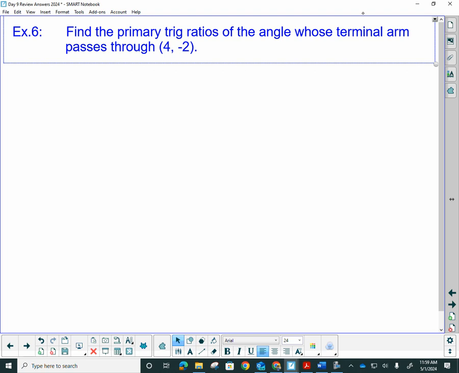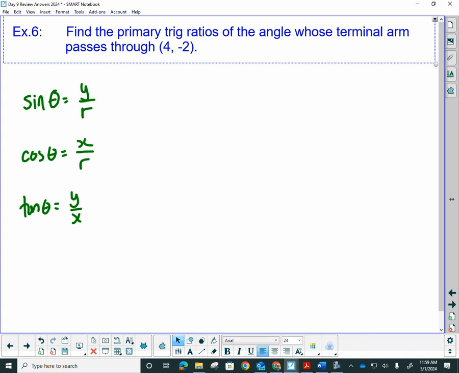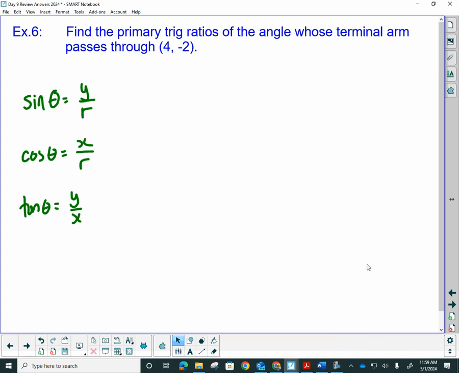So next we looked at the primary trig ratios of an angle whose terminal arm passes through the point 4, -2. So we discovered a general case for these. Sine theta was y over r, cos theta was x over r, and tan theta was y over x. If you have those memorized, then the question's really easy. If not, don't be afraid to just draw a quick little picture to help you visualize what's going on.